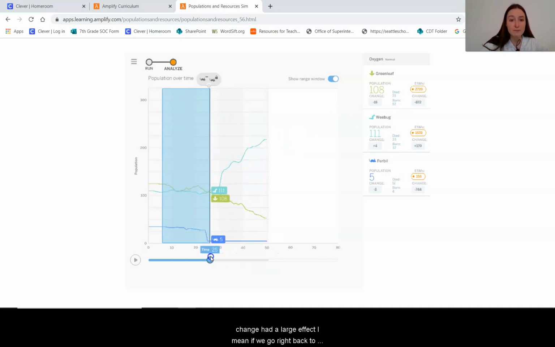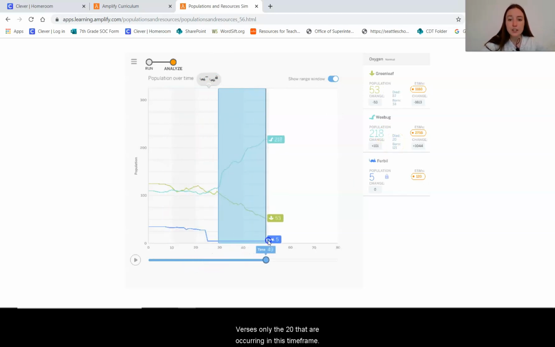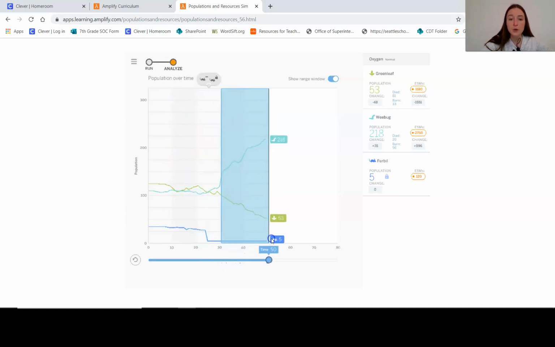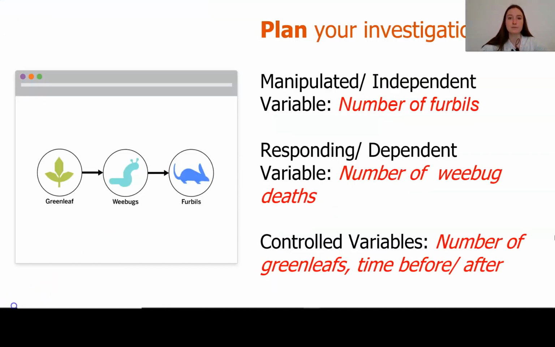I mean, if we go right back to this marker, we can see visually a huge change in the pattern of what is happening. And if we look at the number of deaths that were occurring here, around 33 to 35, versus only the 20 that are occurring in this time frame, it is really clear to me that this change in the furball population is having an effect on the amount of deaths that are occurring in the weebugs.